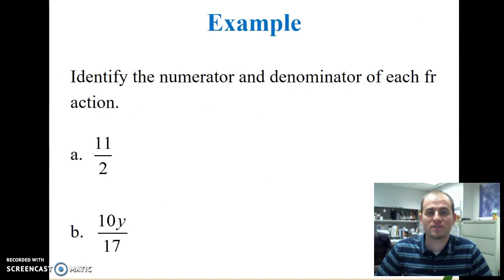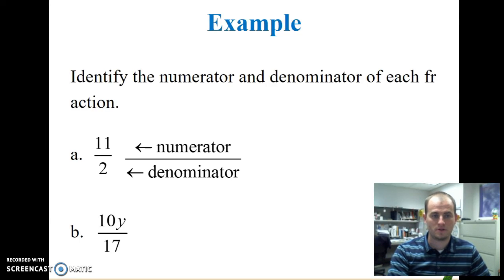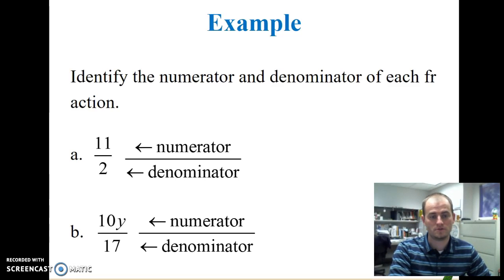So identify the numerator and denominator of each fraction. 11/2, the numerator is 11, the denominator is 2. 10y over 17. The numerator is 10y, the denominator is 17.